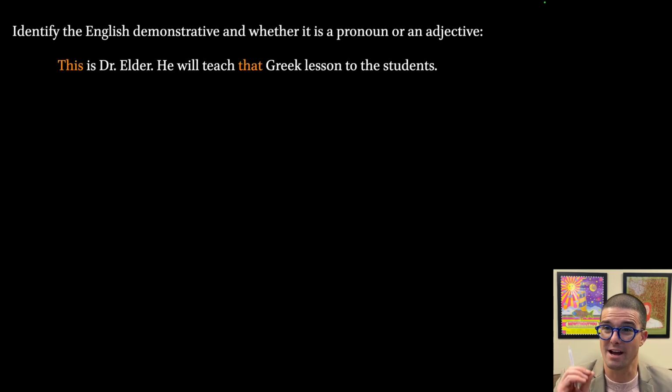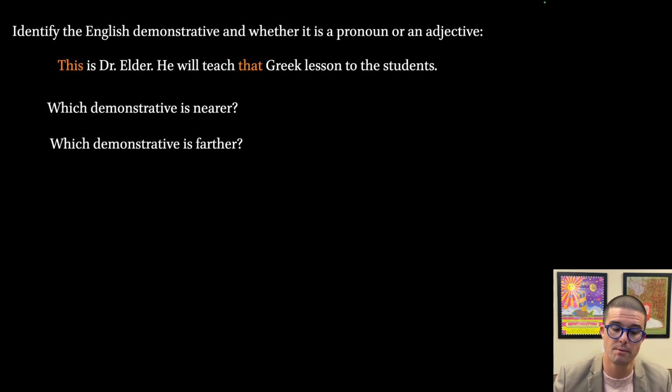All right, so we actually have a bit of a trick question here. We have a "this" and a "that." And before I tell you whether these are pronouns or adjectives, I want you to determine which demonstrative is nearer and which demonstrative is farther. That's right, this is the nearer demonstrative.